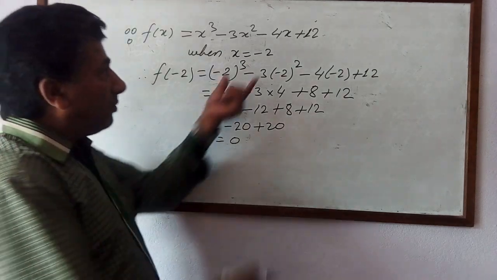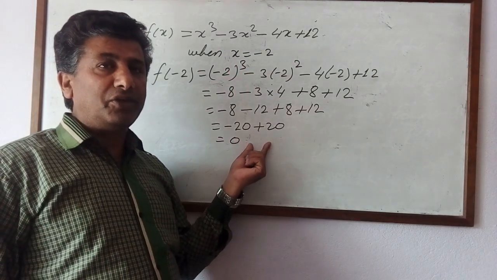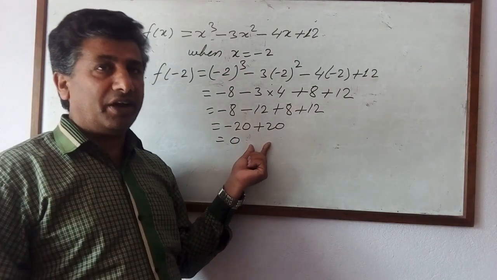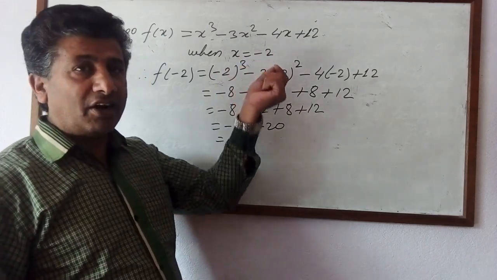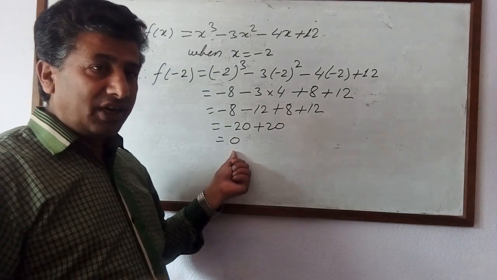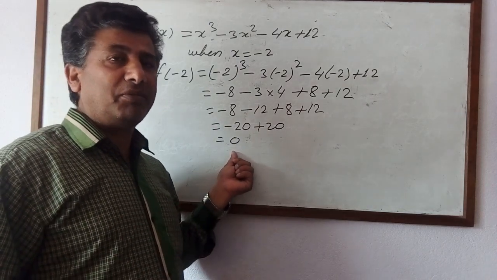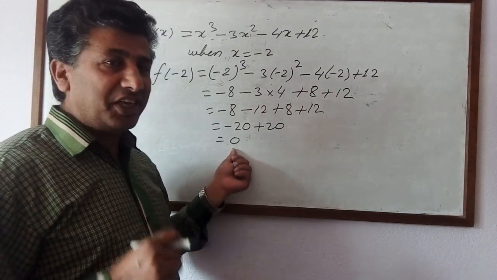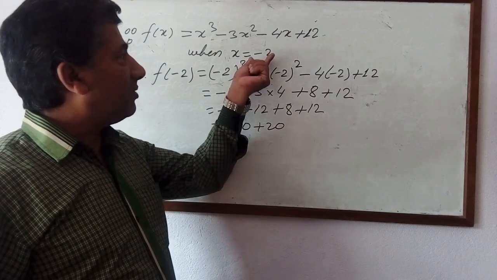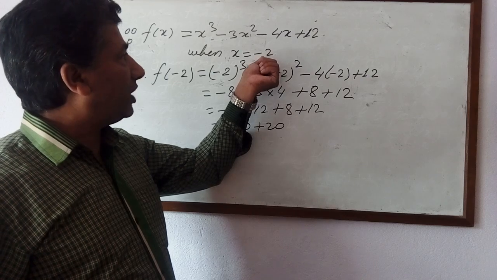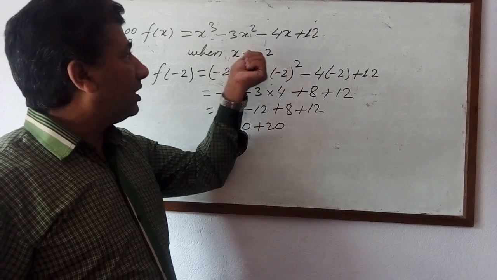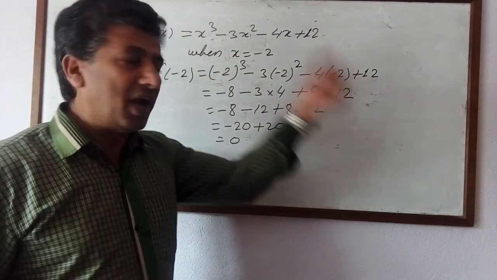Up to here, by using the remainder theorem, we found the remainder. Now we check whether this is a factor or not. The remainder is 0, so we go to the factor theorem. The factor theorem states that when the remainder is 0, the divisor is a factor. Bringing the minus 2 to this side, it will be x plus 2. The divisor will be a factor.